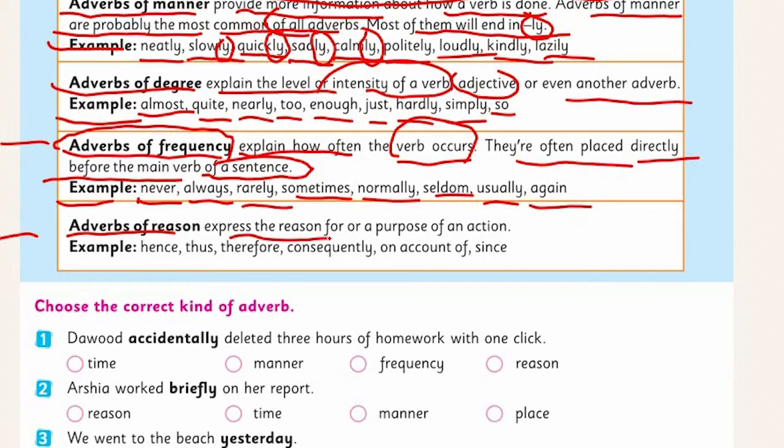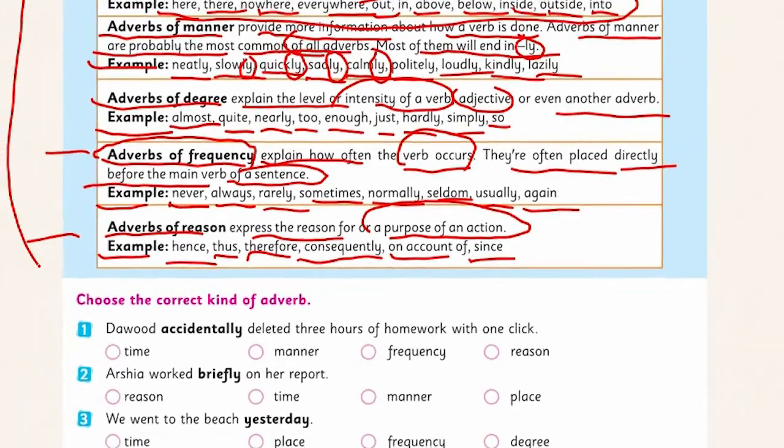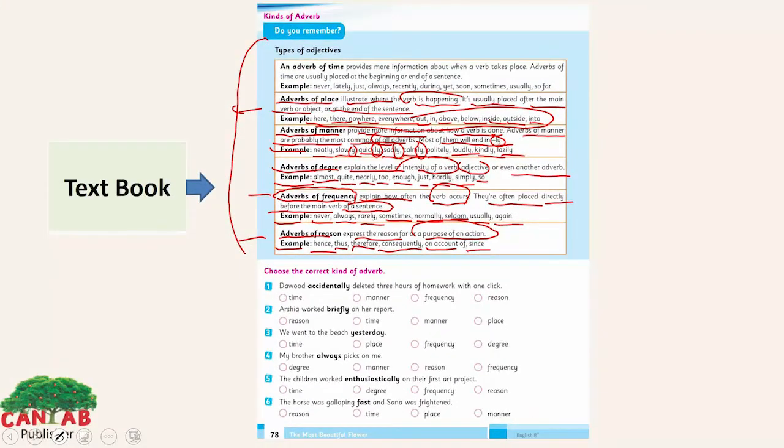Adverbs of reason express the reason for or purpose of an action. It tells you why the action is done, what is the purpose of this happening, why this person is doing this. Examples are hence, thus, therefore, consequently, on account of, and since. Now we will discuss all the types of adverbs in detail with examples.